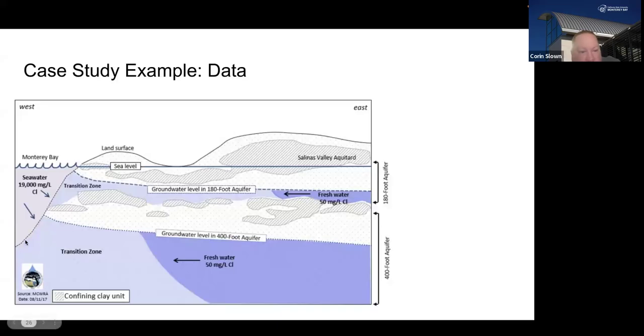Then we have our land surface. We have a pretty deep bay. So there are a couple of really key points here. So there's the land surface, there's the Salinas Valley aquitard, there's the groundwater level in our aquifer, there's fresh water that's available, and then there's the groundwater level in the 400 foot. So these are varying depths. And then this would be, say, for example, the depth of fresh water. And then this is our transition zone.